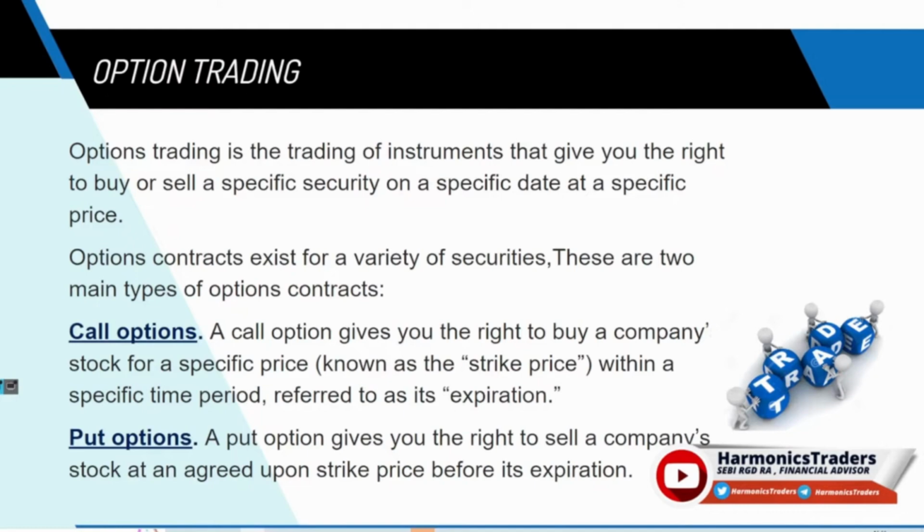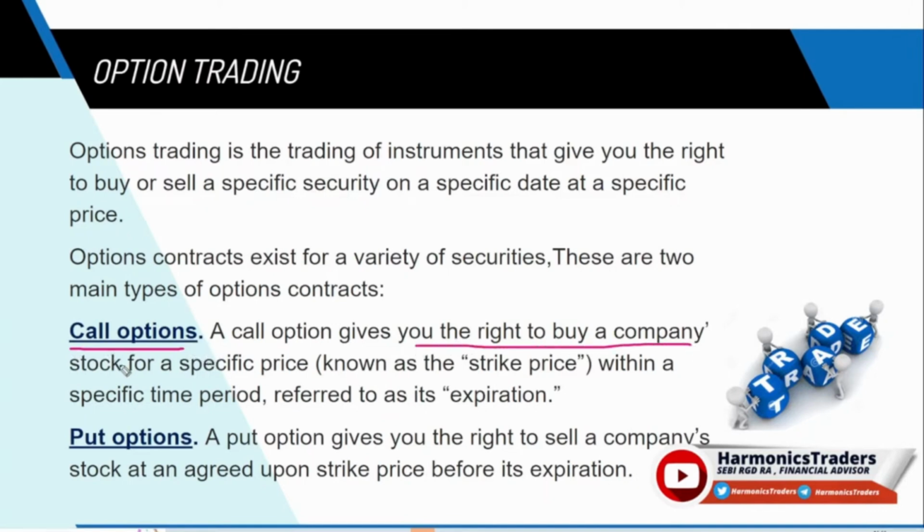So let's assume you are an option buyer, and let me brief you about call and PE. If you are buying a CE, what does call mean? Call means it gives you the right to buy the company stock at a specific price. All options have a specific validity time, which is called expiry. If you are buying a call option, it means you are bullish on the stock. If you are buying a put option, let's say in an index, it means you are bearish on the index. With this understanding, let's move on.